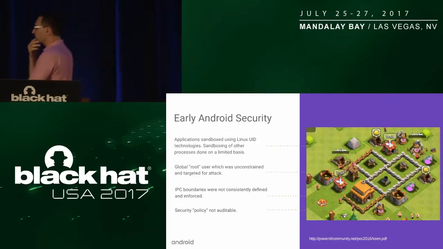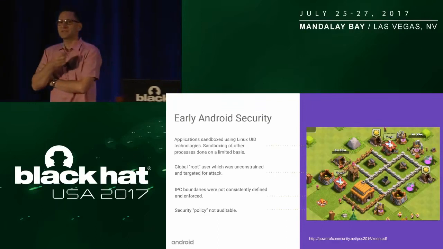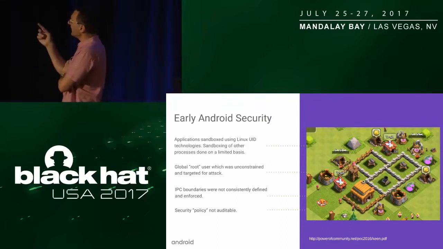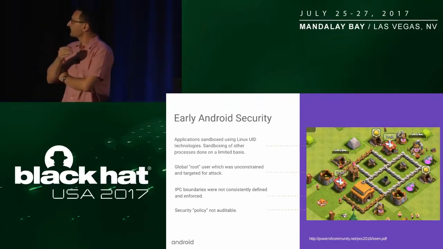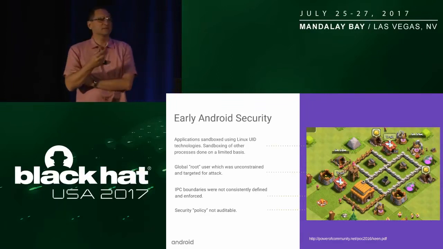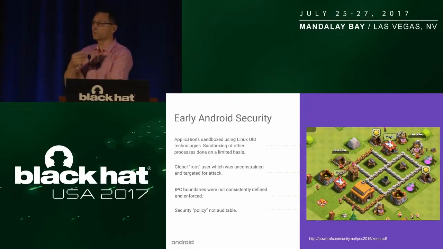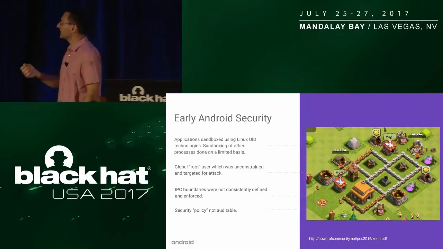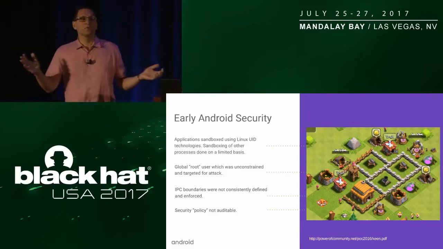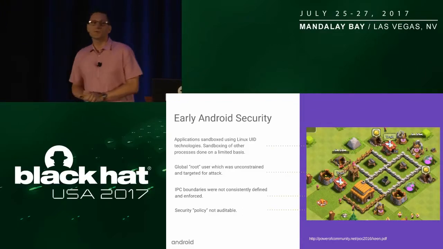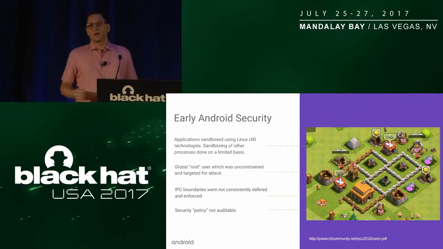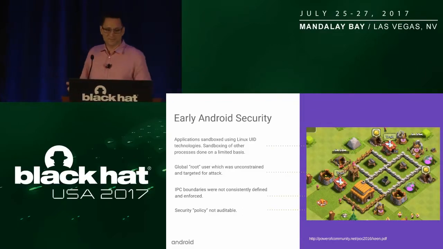What did the early days of Android look like? Well, we had application sandboxing. We were contained applications. And we had some isolation of other components with Android, but it wasn't as great as we hoped. The architecture was still developing. We had a global root user that was unconstrained. So if you could find one bug somewhere, then you would be able to pop users.